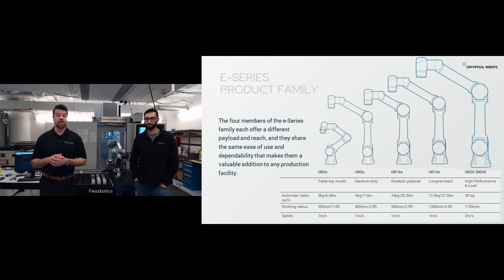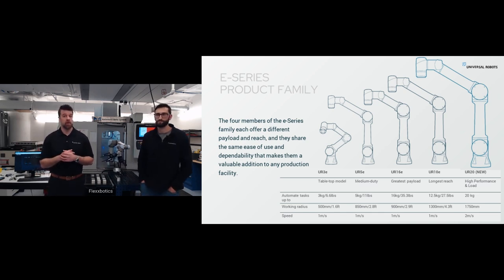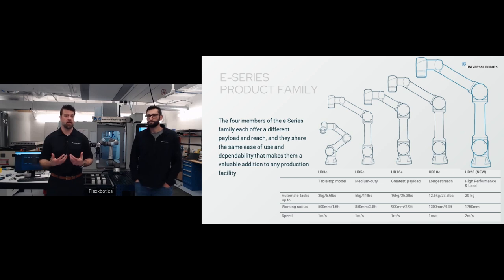We have the UR10e, which has a 1.3 meter reach and 12.5 kilogram payload. This is our most popular robot. It's a workhorse. It's very forward thinking. It allows customers to future proof the application. And we see this robot in a lot of palletizing, CNC machine tending, any higher payloads.